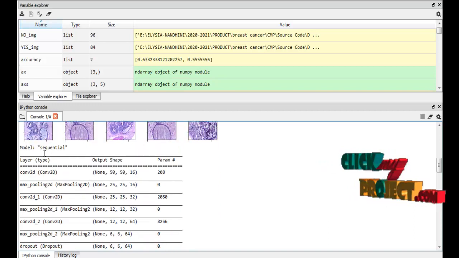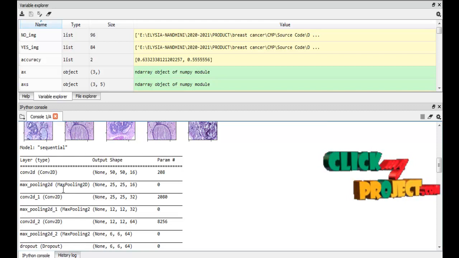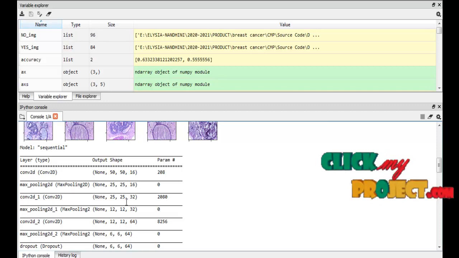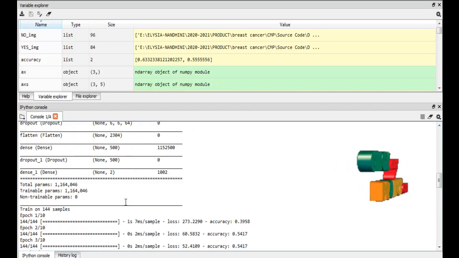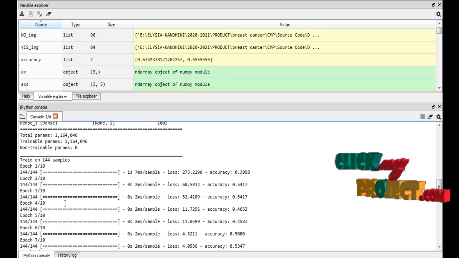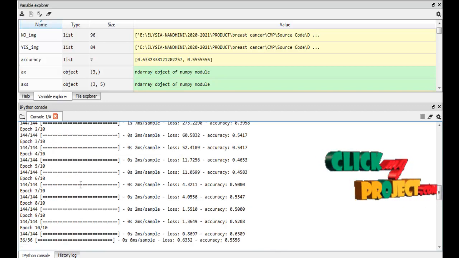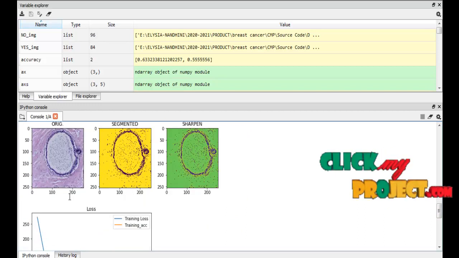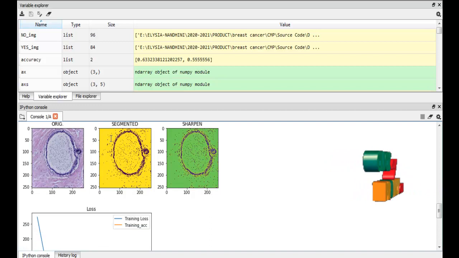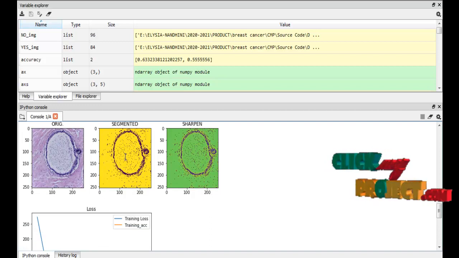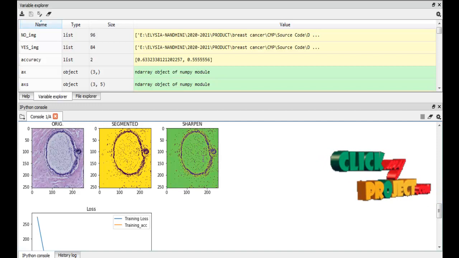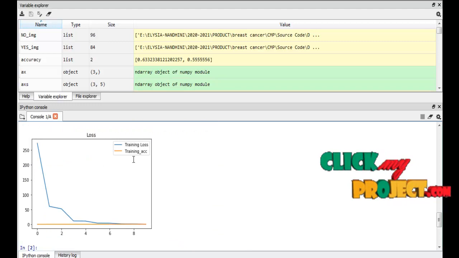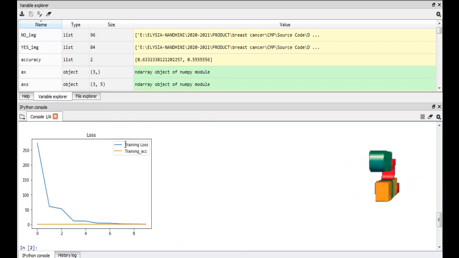Then this is the algorithm, the CNN algorithm. Here are the layer types and the output shape for the corresponding layers, and it trains on some of the sample images. Finally it will display the accuracy. This is our original image. Then it segments the affected region, then sharpens the segmented region. So this is the validation graph for training loss and training accuracy.